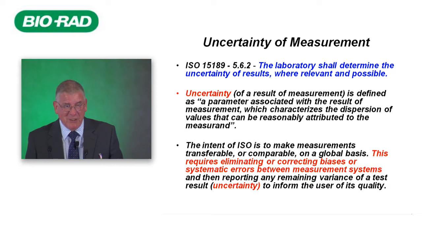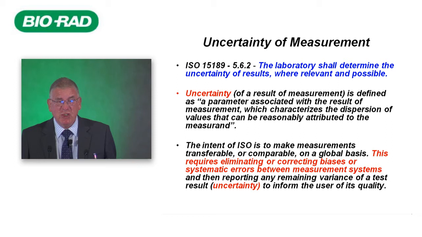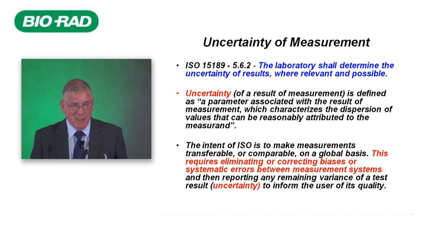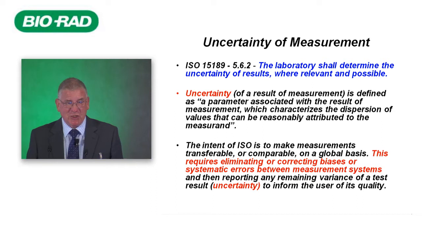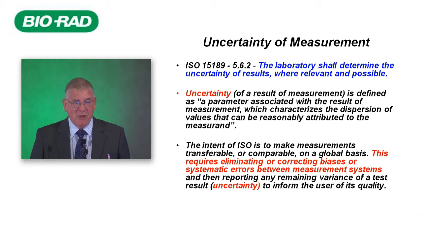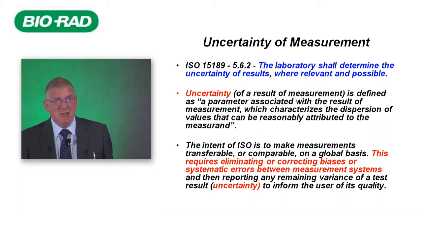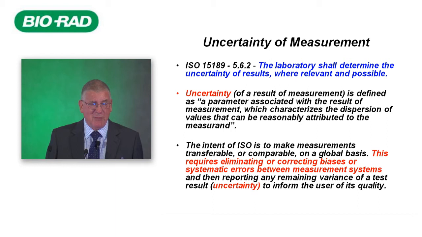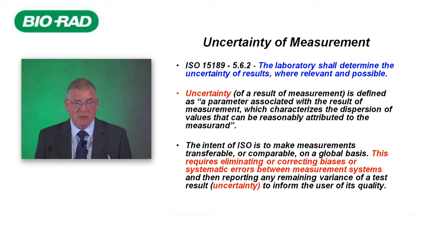And we have already seen, it's quite clearly stated in ISO 15189, the laboratory shall determine the uncertainty of results where relevant and possible. And you've already seen the definitions for uncertainty, a parameter associated with the results of measurement, which characterizes the dispersion of values that can be reasonably attributed to the measurand. And clearly the intent of ISO is to make measurements transferable or comparable over time and geography. And this requires elimination or correcting biases, and as we've already nicely seen this morning, adding together the uncertainties as variances.